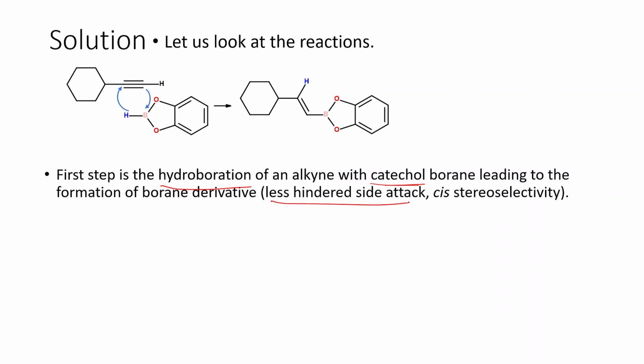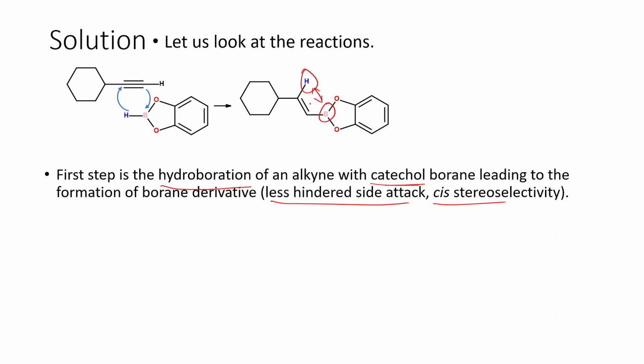So the attack takes place from the less hindered site. And when the attack takes place from the less hindered site, this is basically the cis addition. In other words, the hydrogen and boron are added across the double bond from the same side. So that is what is called the cis stereoselectivity in this particular case.